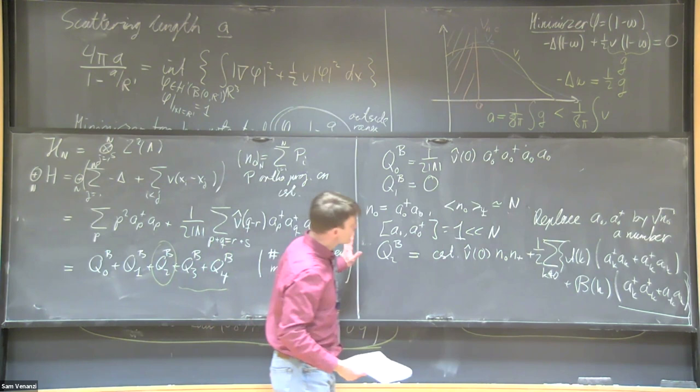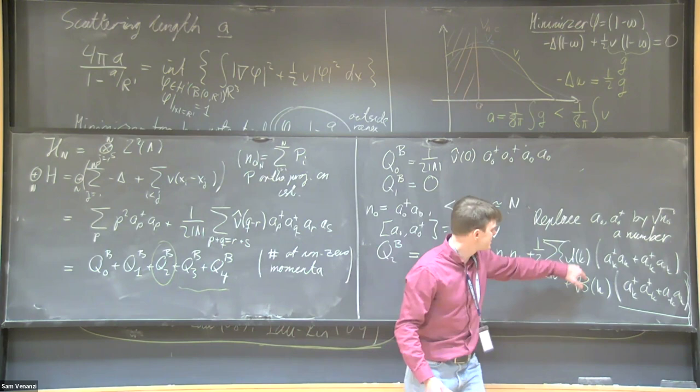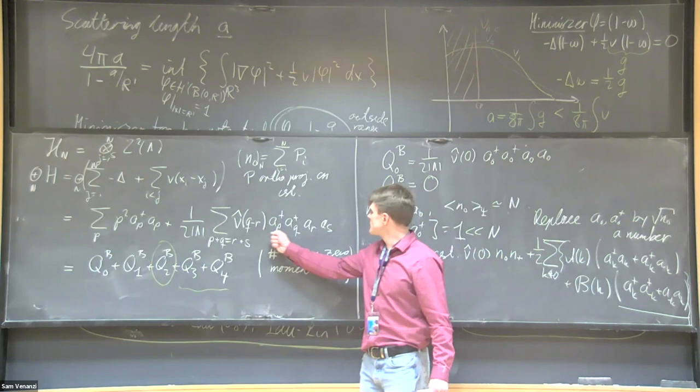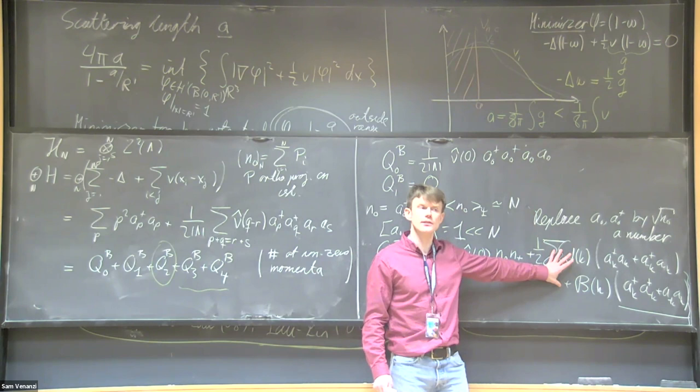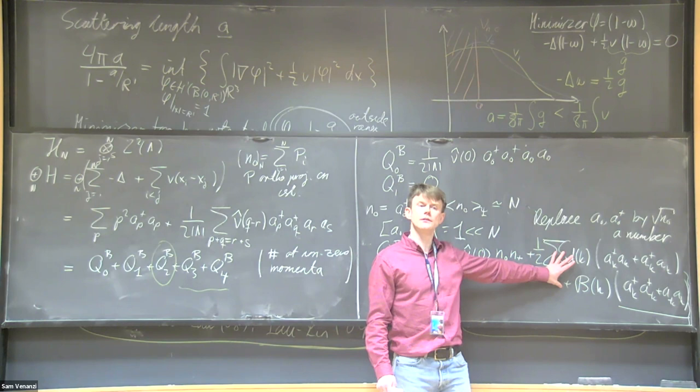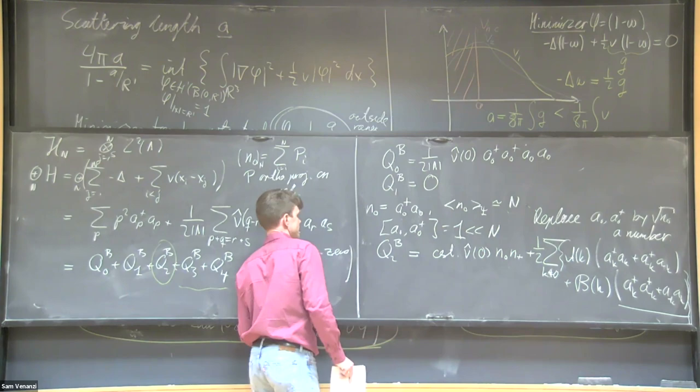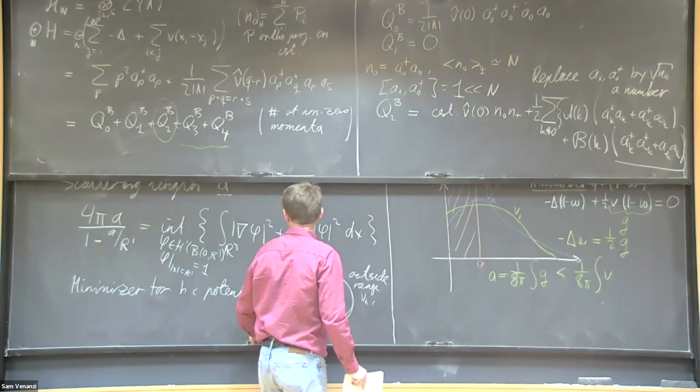Once you do this, this is a quadratic operator. I should say that these coefficients now, of course, depend on the n0, because I've replaced all the zeros here by the number n0. And once I do this, I get a quadratic operator that I can then go ahead and diagonalize. That's actually fairly simple, and it's really almost just a completion of the square. That gives me an energy which is almost right, sort of both right and wrong.